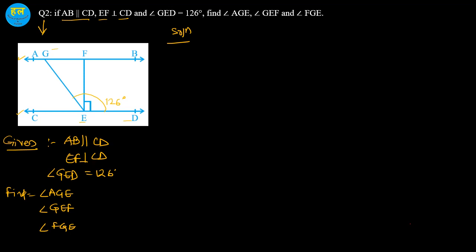First we will write in the diagram what we want to find. We want to find AGE, this angle, GEF, this angle. This angle we will make it bolder, FGE, and this angle. These three angles we have to find.